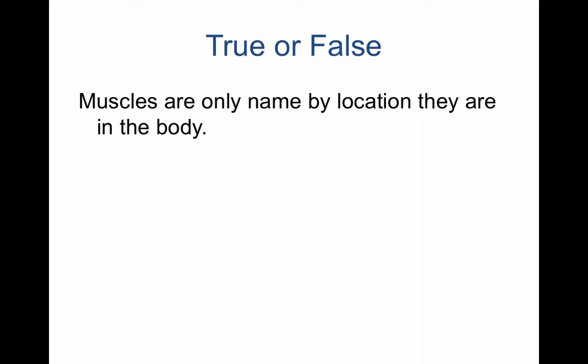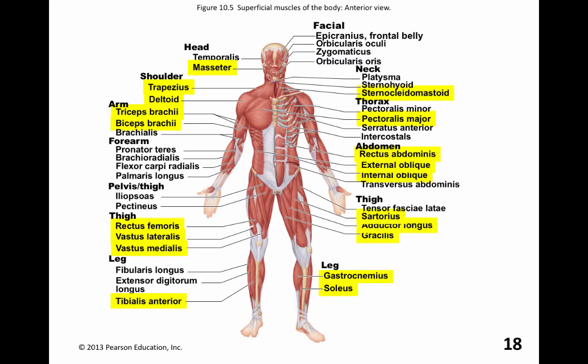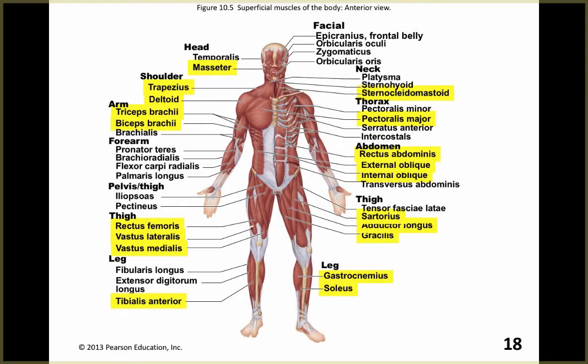So muscles are only named by location they are in the body. Hopefully you said false. They have a list of 7 different criteria, and we've gone over those. And so let's point out some of the muscles that we've talked about when we were in class, right? And so if you look at the masseter muscle here, right, that helps to elevate the mandible.